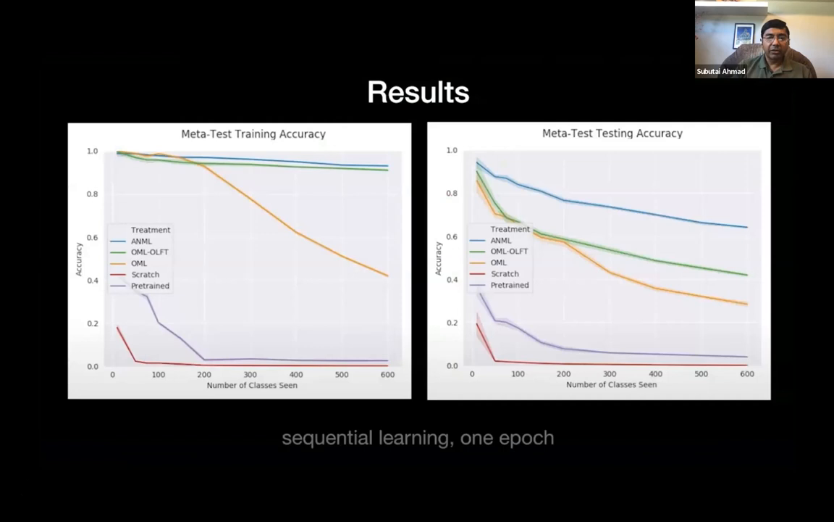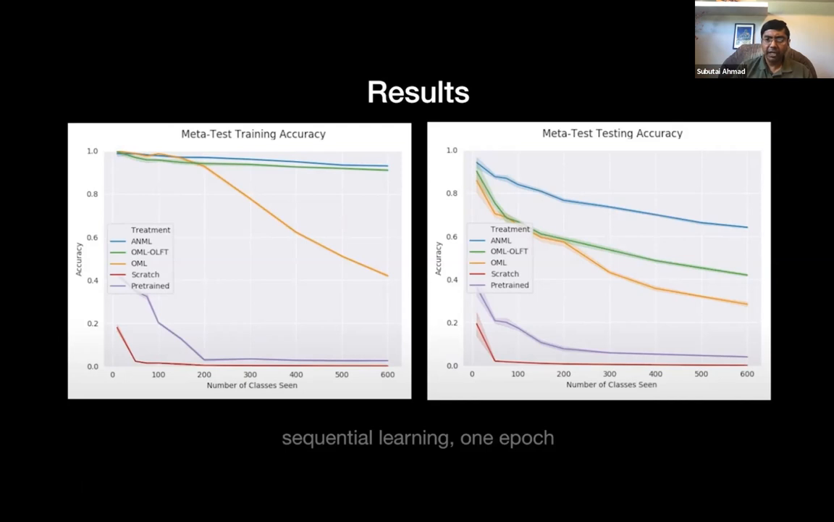Okay, so the results are quite amazing. If you look at the training accuracy and the test accuracy, against the number of classes you've seen, this approach outperforms all other approaches by a fairly large margin. And here's a case where it goes through 600 categories, I think learning two at a time. So it's going through like 300 of these tasks where it's learning two categories at a time, and it remembers a very large chunk of this.